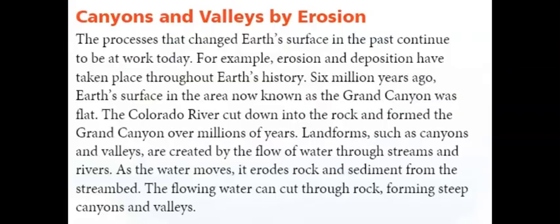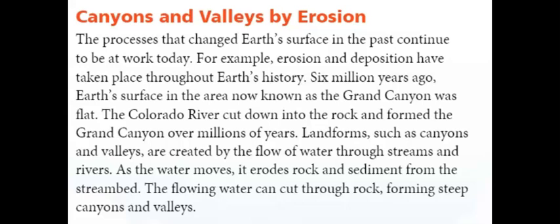Canyons and valleys by erosion. The processes that changed Earth's surface in the past continue to be at work today. For example, erosion and deposition have taken place throughout Earth's history. 6 million years ago, Earth's surface in the area now known as the Grand Canyon was flat. The Colorado River cut down into the rock and formed the Grand Canyon over millions of years.